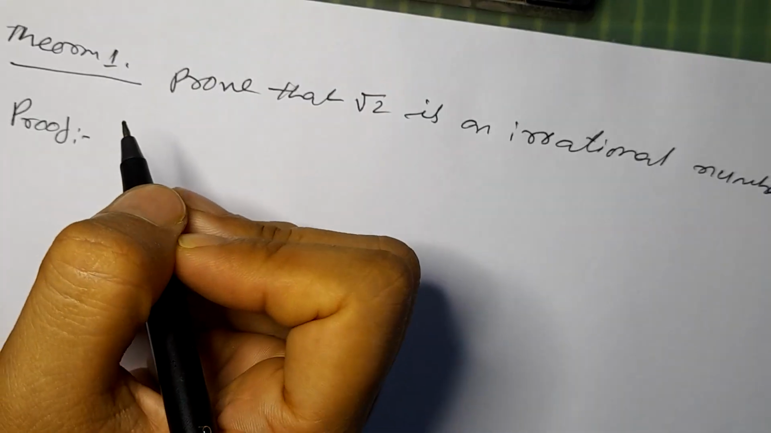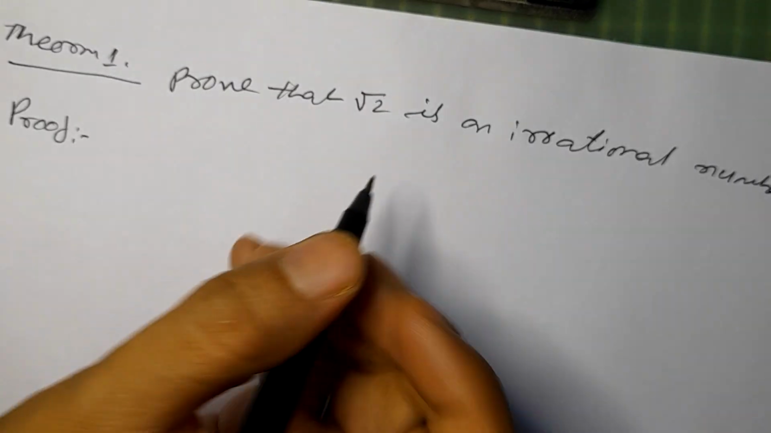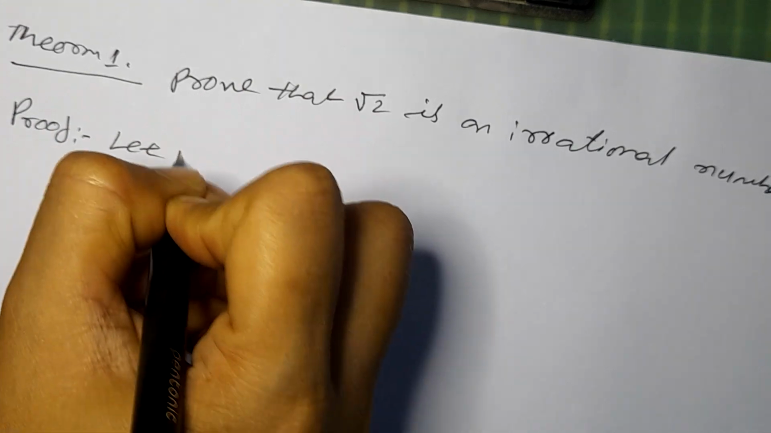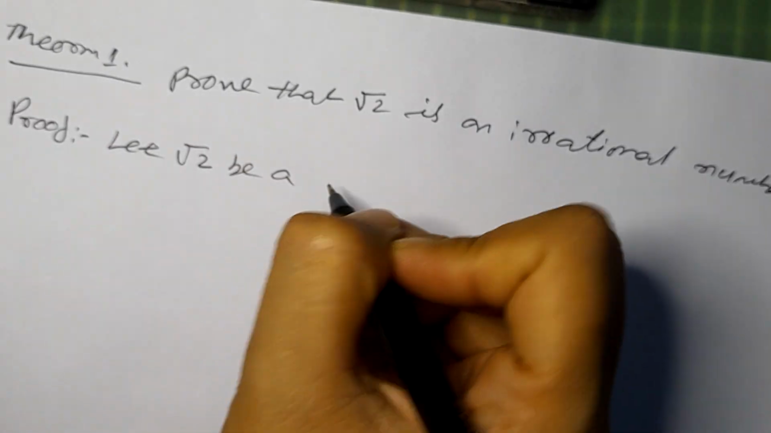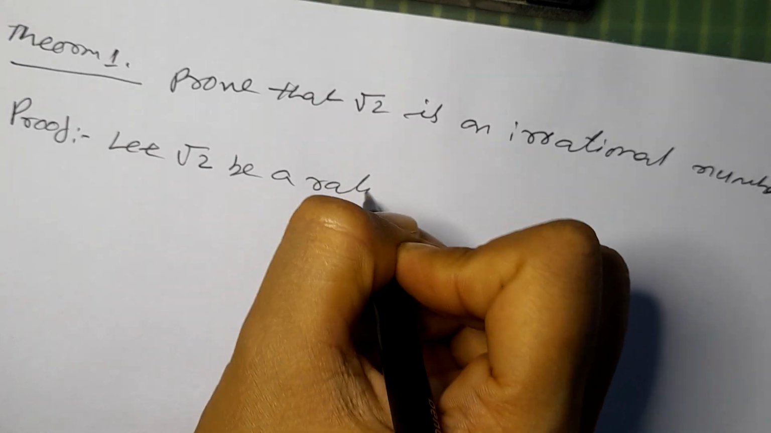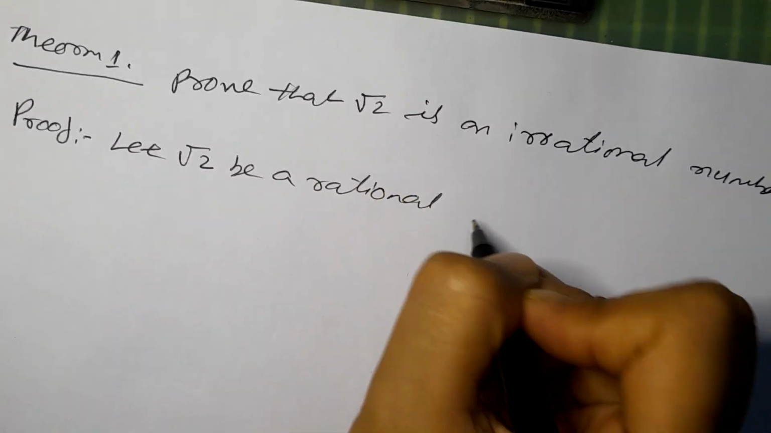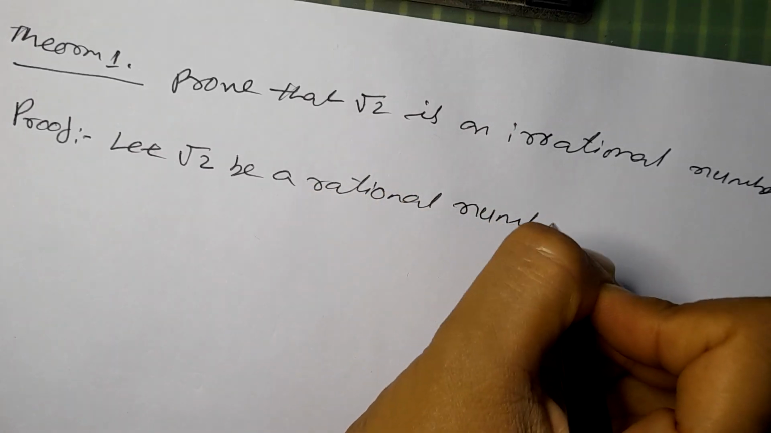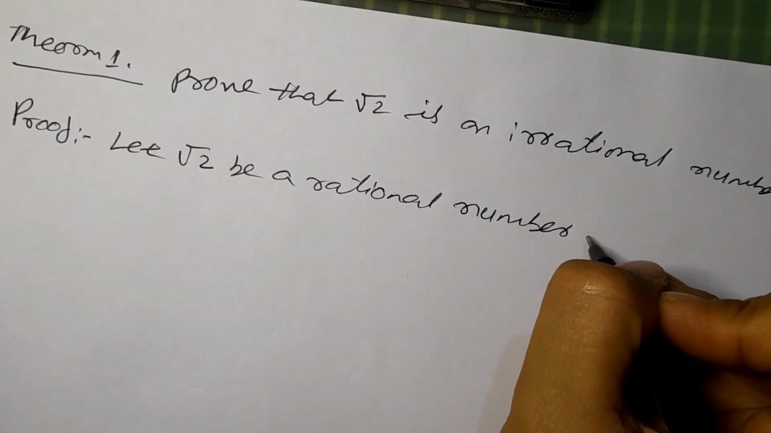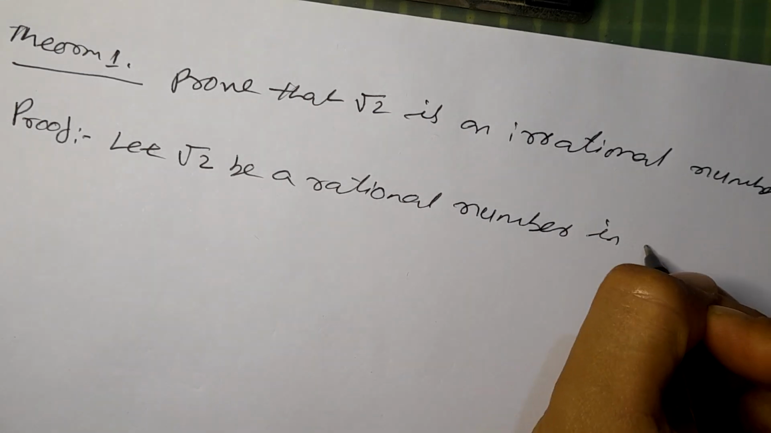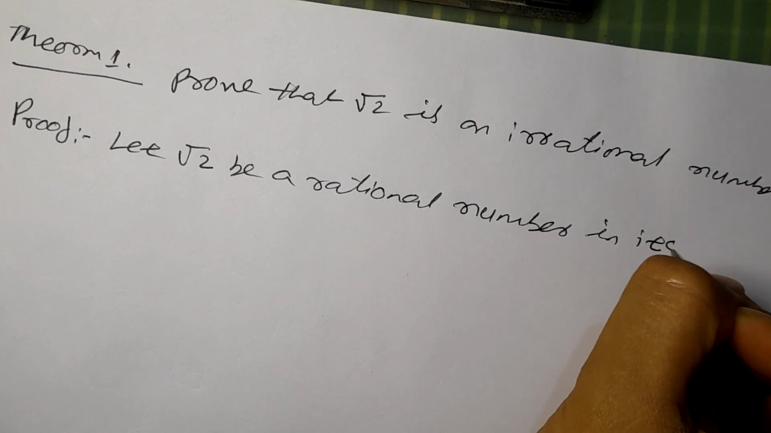We will consider root 2 as a rational number. Let root 2 be a rational number in its simplest form.